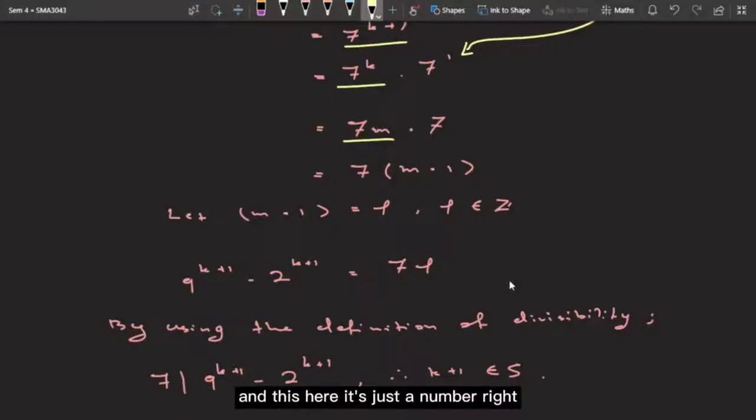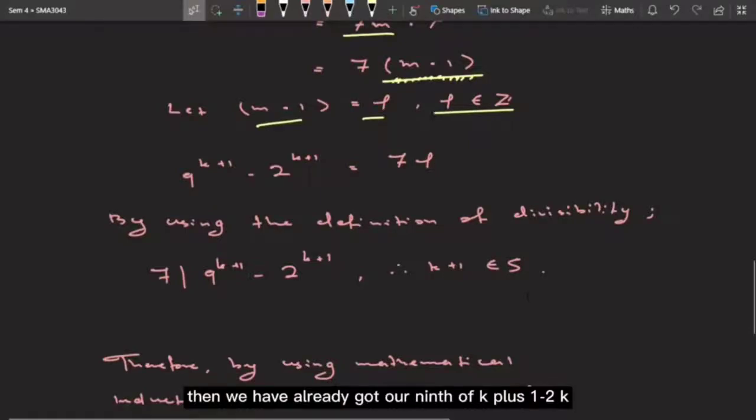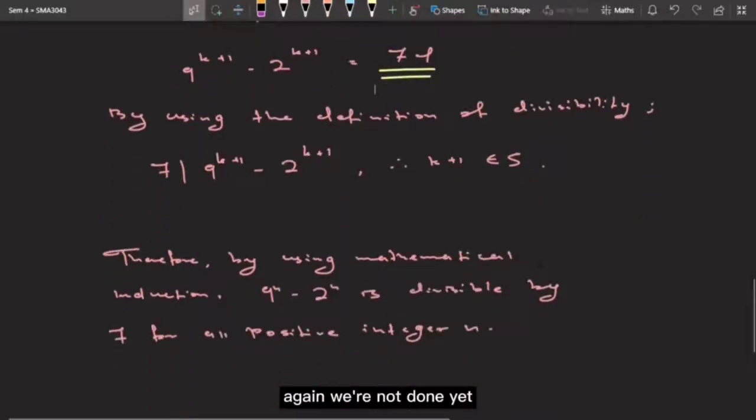And here is just a number, right? It's an arbitrary constant. So we can let m times 1 equal to L, where L is also an element of integer. Then we have got 9 to the power of k plus 1 minus 2 to the power of k plus 1 is equal to 7L over here. Again, we're not done yet.